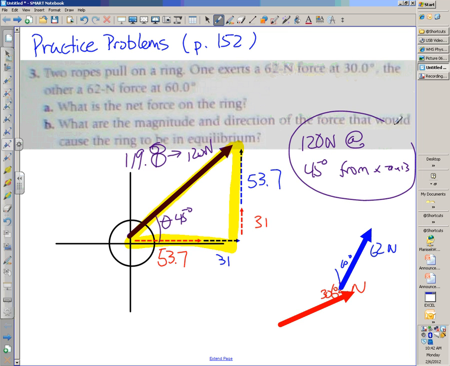That would work in this case because we don't really have directions to work with, so that probably won't do well for us there. Okay? Now, for part B, it says, what are the magnitude and the direction of the force that would cause the ring to be in equilibrium?